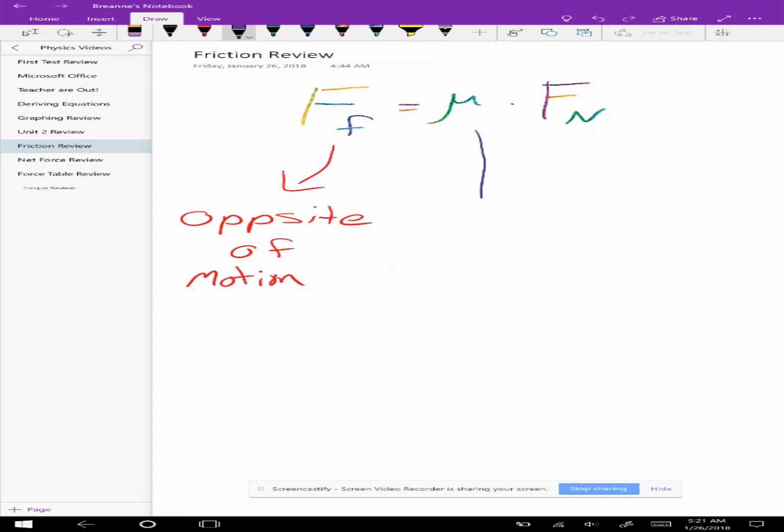Your mu is also known as your coefficient of friction. Basically, what that is, is how the two surfaces interact with each other. You have surface 1 and you have surface 2, and it's how the two surfaces interact.